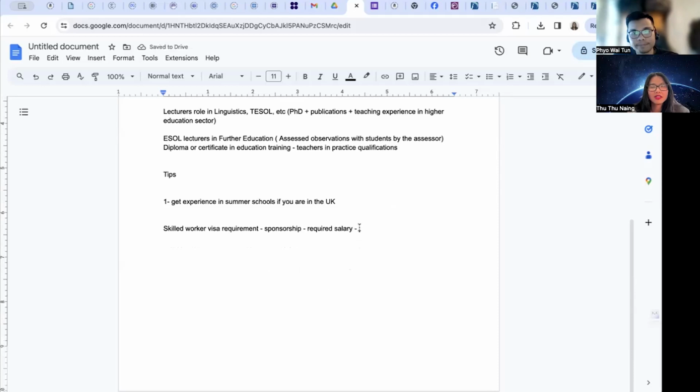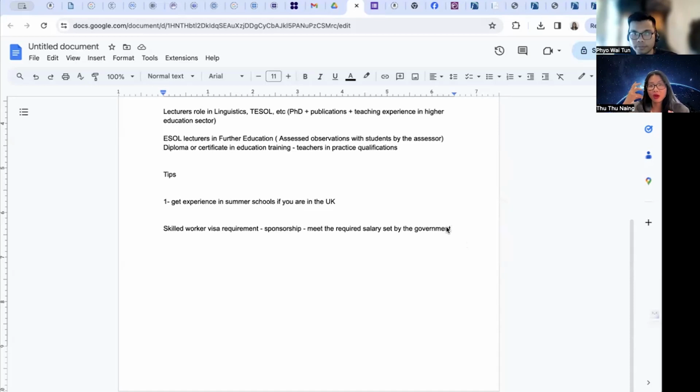So if you apply from outside of the UK, I'm not saying it is not possible at all, but it might be a bit hard because you need to meet the required salary set by the government. So that's the key there. The government has this salary amount that you need to meet. And right now, the rule has changed a little bit, so we need to consider that.